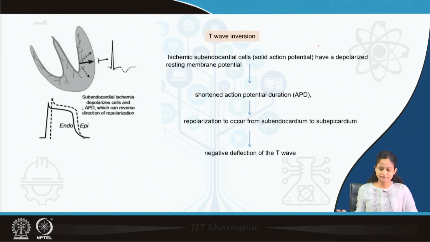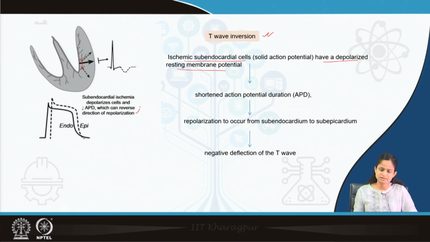So, first T wave inversion, why T wave inversion occurs. Now, whenever there is an ischemia, suppose subendocardial ischemia has occurred, the ischemic subendocardial cells will tend to have a depolarized resting membrane potential. They will have a reduced membrane potential, so they will tend to have decreased action potential durations. So, due to this decreased action potential duration, during repolarization the direction will get reversed, that will reverse the direction of repolarization which we see in normal ventricular cells.